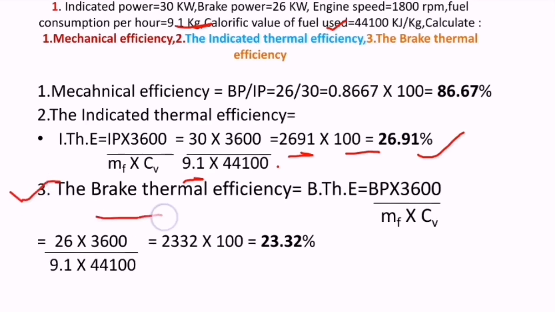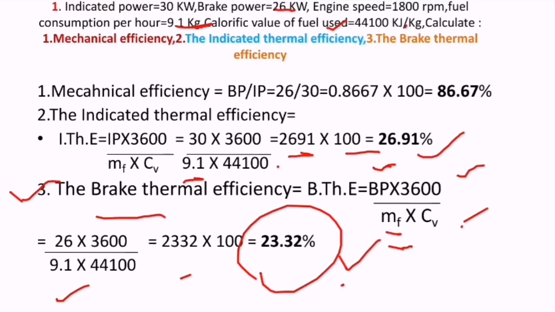The third one is the brake thermal efficiency, that is BP into 3600 by MF into CV. BP is given in the question as 26, MF as 9.1, and CV as 44,100. Substituting the values, we get 0.2332. Convert into percentage by multiplying by 100, so that becomes 23.32 percent. This is the answer for the given question.